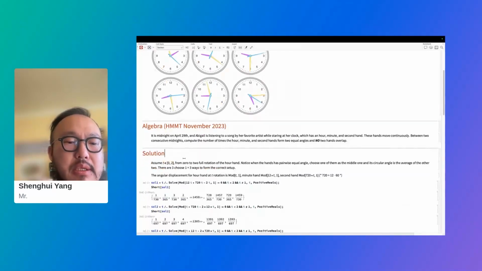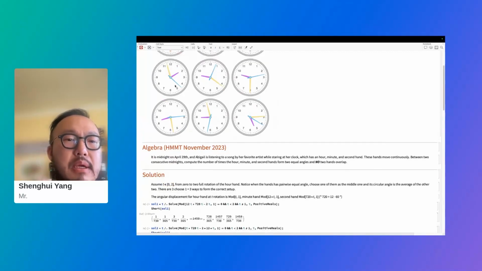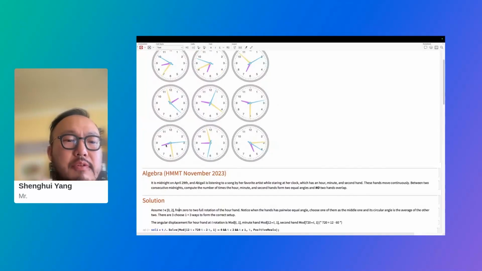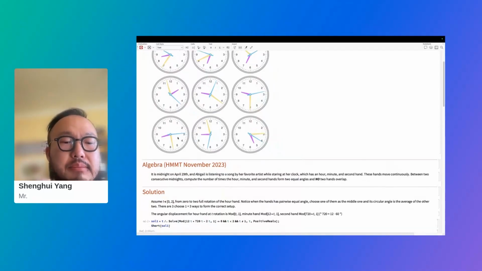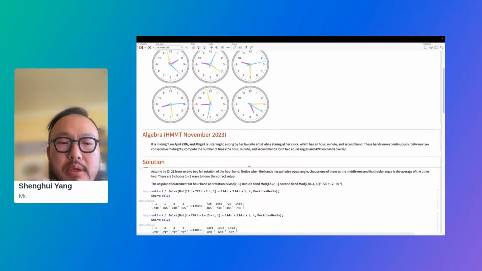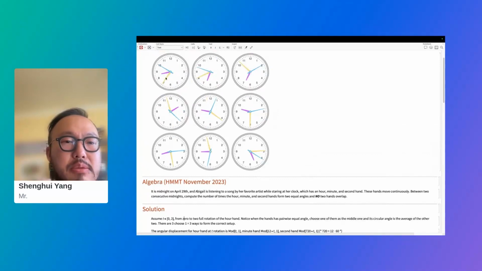So in this setup, I use a variable t. The t is between 0 and 2, which means it counts the number of full revolutions of our hour hand. So 0 means at the beginning, and 2 means after the hour hand makes 2 rounds. That's the other midnight. All right. So in this case, we are using the number of full revolutions of our hand as a variable, and then we can easily see that we need to talk about 3 cases.